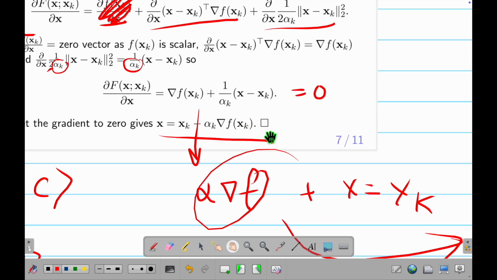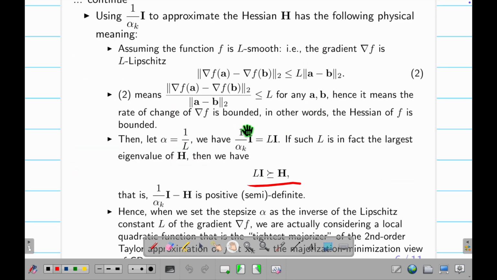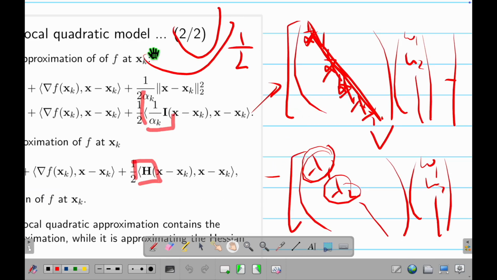So gradient descent is what? It comes from this big F. What is the big F? A quadratic function. What's so special about this quadratic function? This alpha is chosen as the Lipschitz constant of the gradient, or the largest eigenvalue of H. Then you have this picture, and this is the explanation.